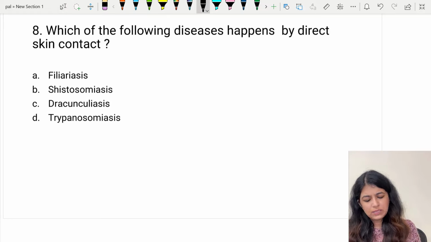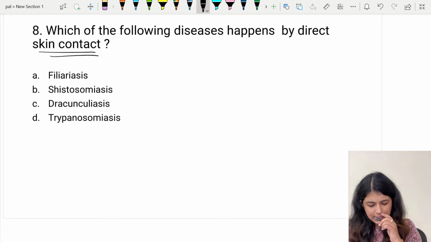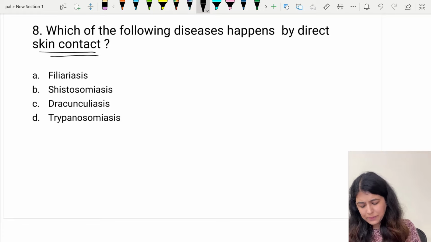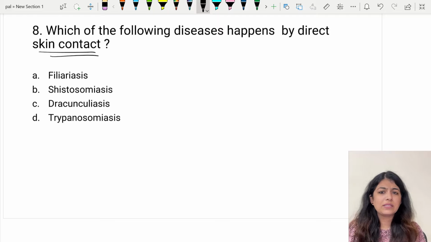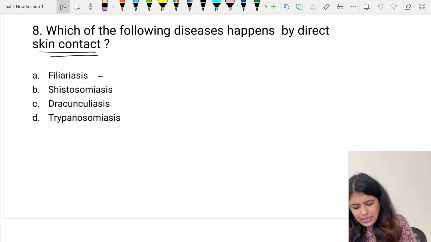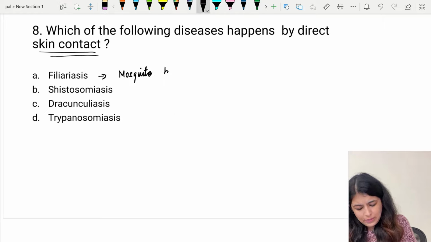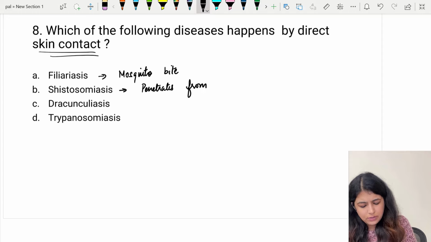Which of the following diseases happens by direct skin contact? So which of these diseases spreads via skin? Filariasis, schistosomiasis, dracunculiasis, or trypanosomiasis? So tell me, what is the answer here? Filariasis comes from a mosquito bite. Schistosomiasis, yes, here it penetrates from the skin and then travels to the mesenteric veins.